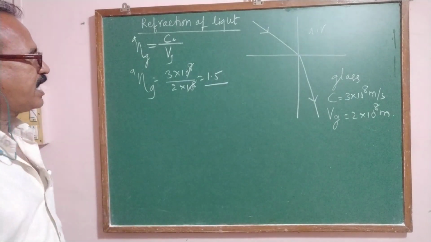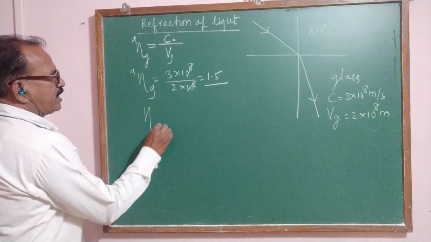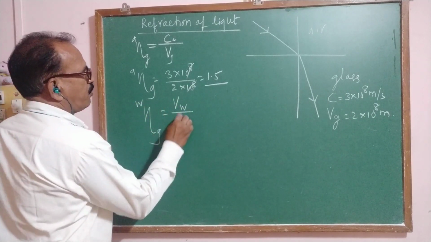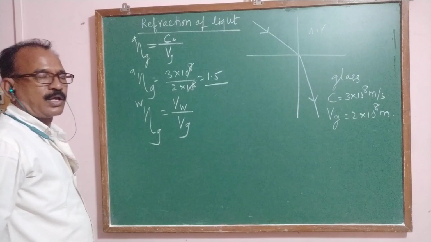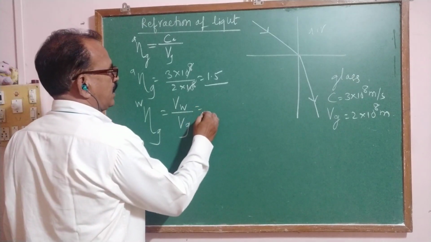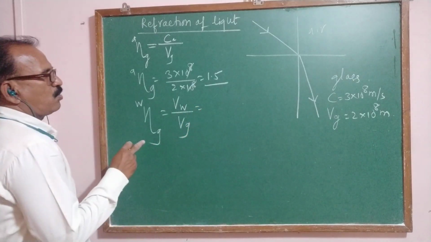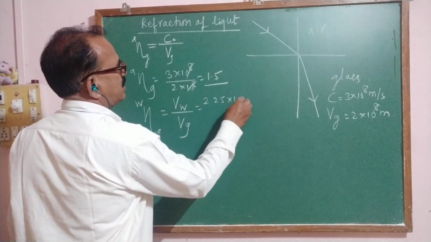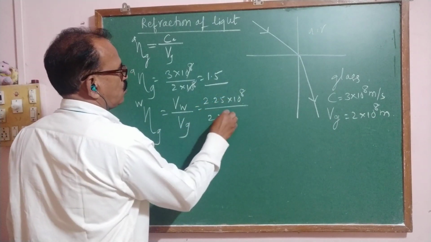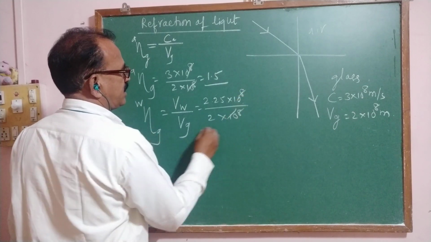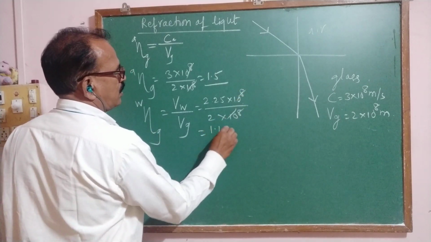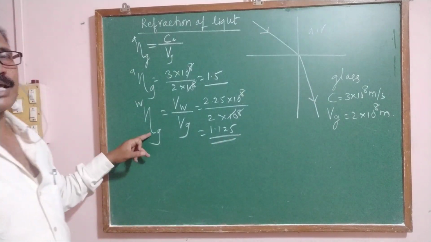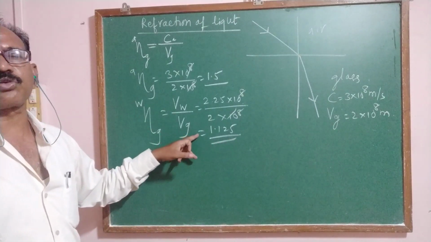A relative refractive index means, for example, the refractive index of glass with respect to water. At that time, we have to take Vw upon Vg. Vw, all of you know, is about 2.25 into 10 raised to 8. And that of glass is 2 into 10 raised to 8. So this gets cancelled, so 1.125 is the refractive index of glass with respect to water. This refractive index is called a relative refractive index.